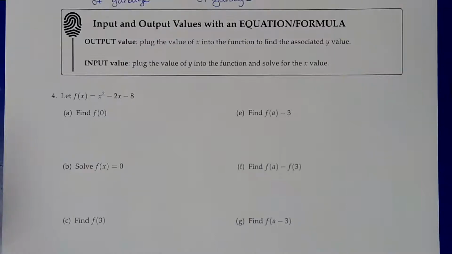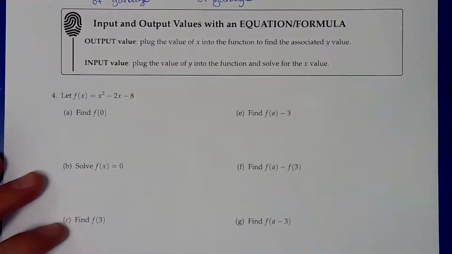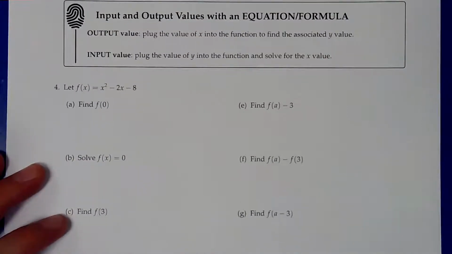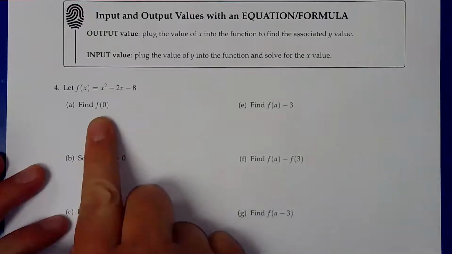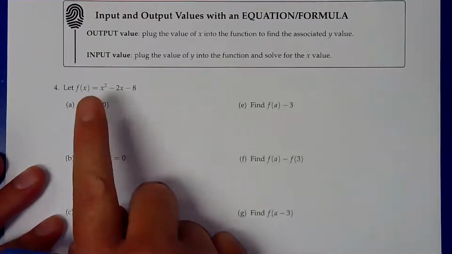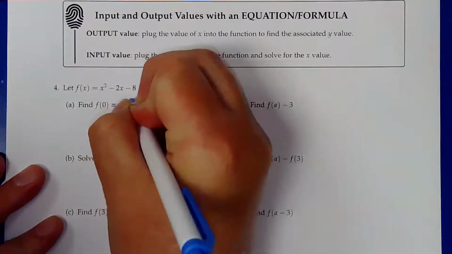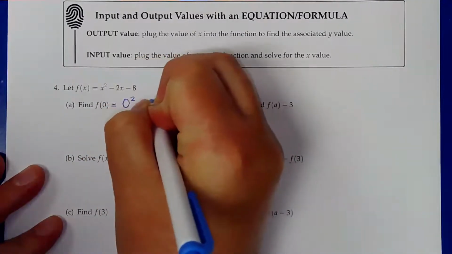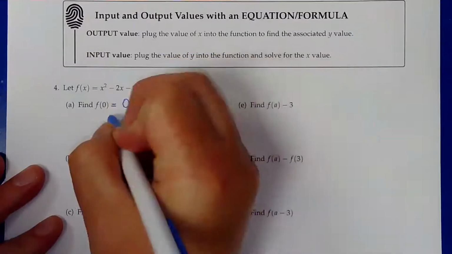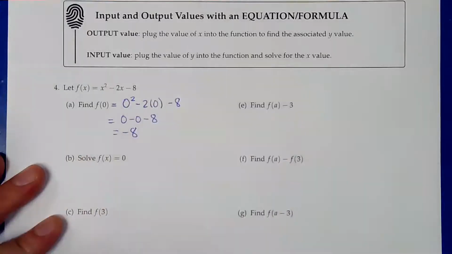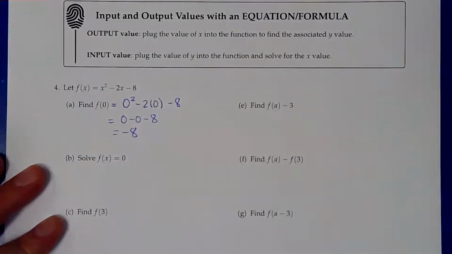So let's give this a whirl. We have f of x is x squared minus 2x minus 8, and we're going to start by finding f of 0. So this is asking you to find the y value, or the output. So we're going to plug 0 in everywhere we see an x. And that gives me 0 minus 8, so I get negative 8 as an answer there.